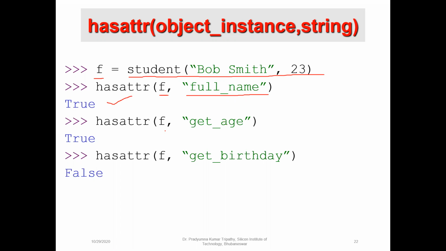Similarly, if I check whether getAge is a method of f or not, it says True. Hasattr says whether it is a member or not. But if I say getBirthday, this returns False. I hope it is understood.